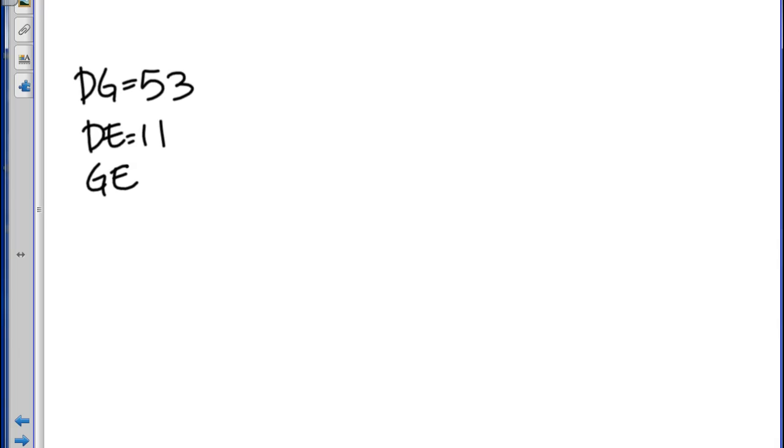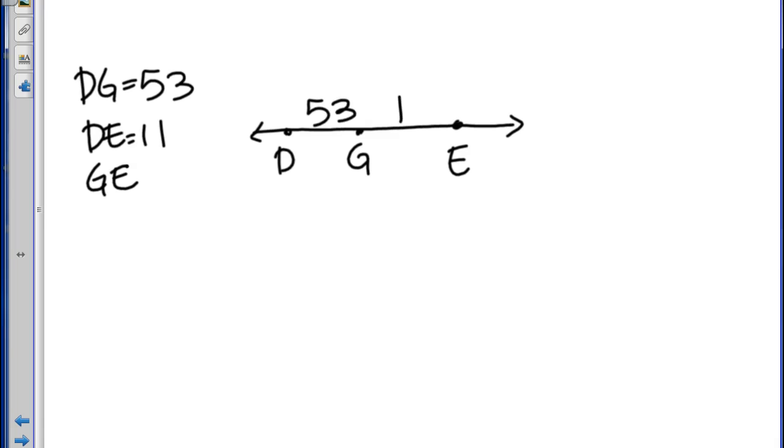All right, so now that you're back, we can draw this one. So DG and E, and these points are collinear. 53, and then it says DE is 11. All right, so does that make sense that this piece would be 53 and this piece would be 11? No, that does not make sense, so that will not work. So let's try another way.